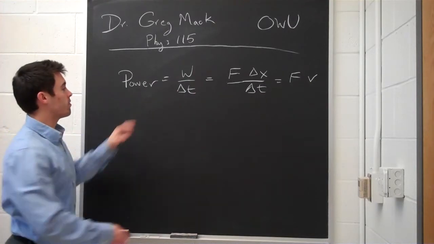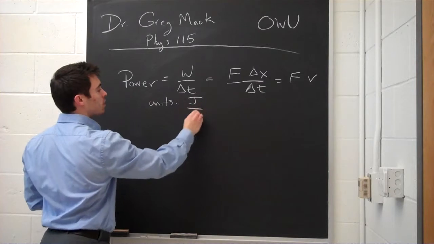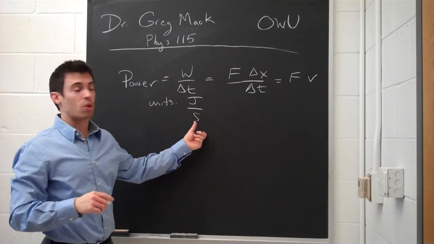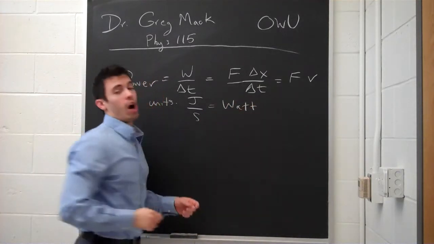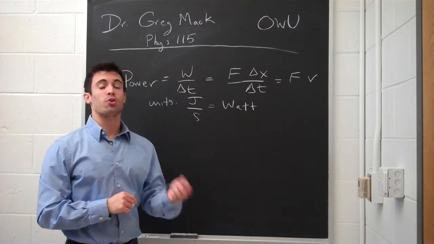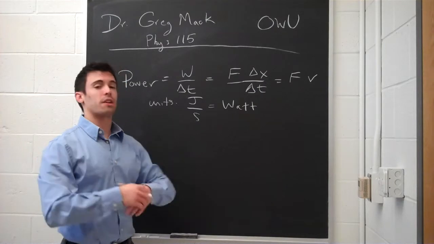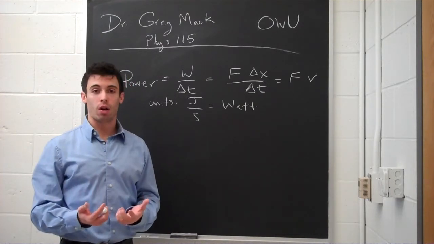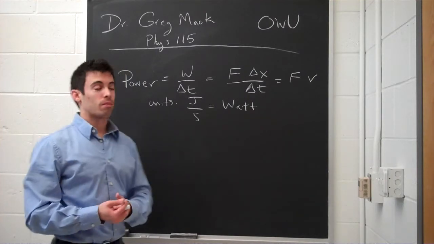So the units of this are joules per second, okay, which is a watt. So a 100-watt light bulb delivers 100 joules of energy per second. Something that's delivering 1,000 watts of power is giving you 1,000 joules of energy per second.